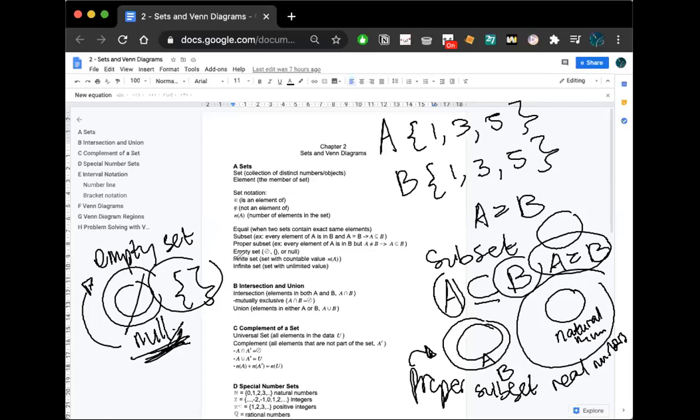And then there's also finite and infinite set. Finite set is pretty self-explanatory. At least at high school level, I've never seen encounters with infinite sets, but we always encounter a finite set.